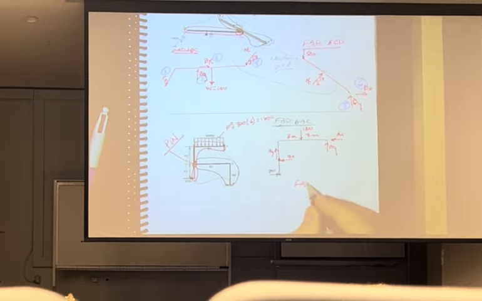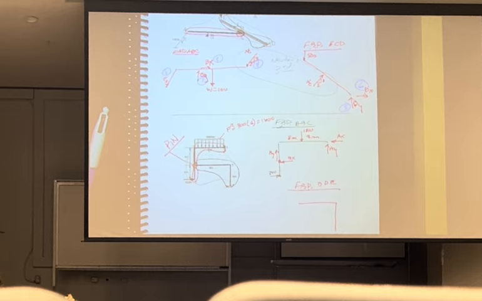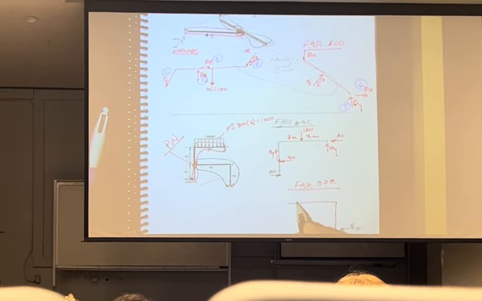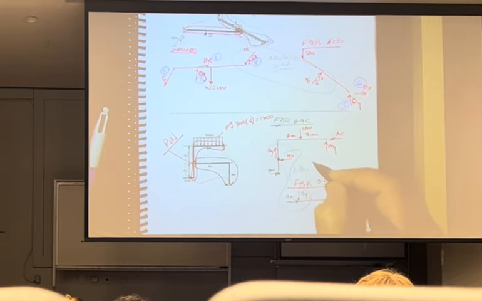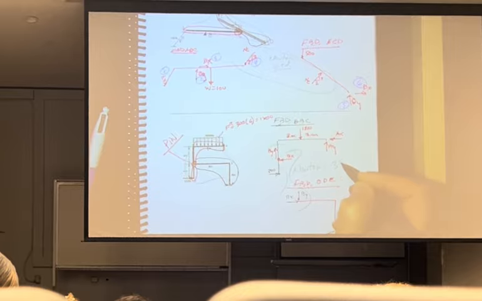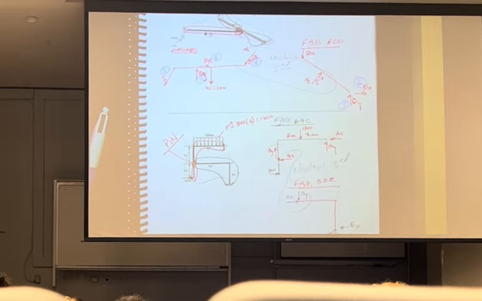Free body diagram of BDE would look like this. I would have an EY, EX. Here I would have a BX, BY. Again, this right here is Newton's third law in action.